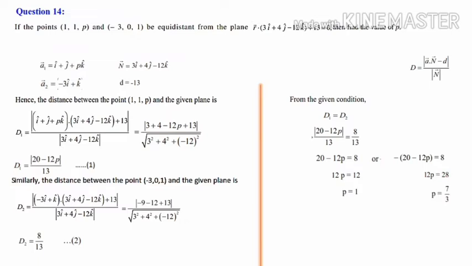and if you cancel 4 from there, 7 4s are 28 and 3 4s are 12. So 7 divided by 3. So we have got two values, p is equal to 1 and p is equal to 7 by 3. Next we shall discuss question number 15.